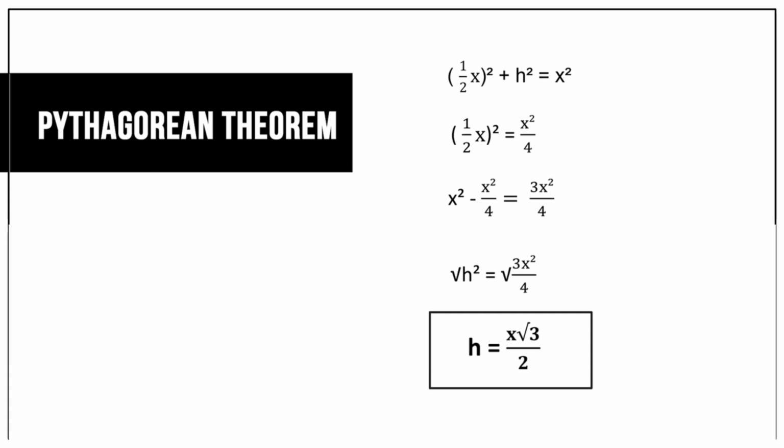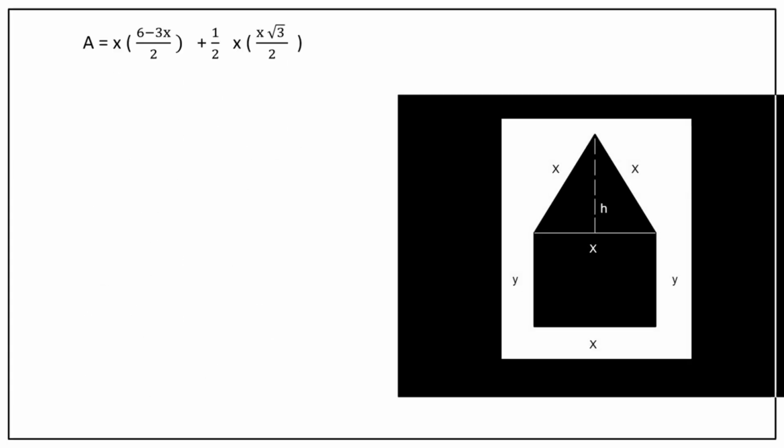Now we have the values for y and h. Let us substitute them in the equation we formed for area. Area equals x times (6 minus 3x) all over 2 plus 1/2 x times x square root of 3 all over 2. Then, it will be 3x minus 3x squared over 2 plus x squared square root of 3 over 4. Now, we will differentiate the whole equation. The derivative of this equation is (3 minus 6x) all over 2 plus 2x square root of 3 all over 4. Now, we will equate it to 0.